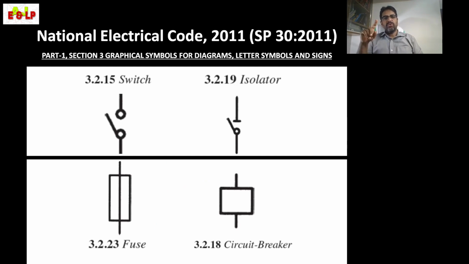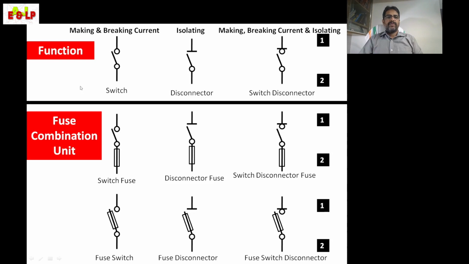Next, I am going through some basic notations in the National Electrical Code. This is the representation for a switch. Next is the isolator representation, and the fuse and circuit breaker. Next, depending upon the function, I have shown three sections: one is switch, one is disconnector, and the other one is switch disconnector.